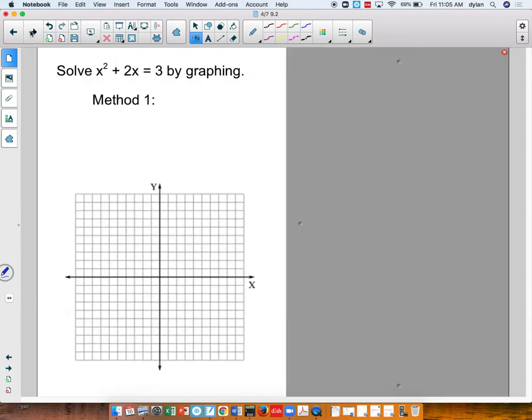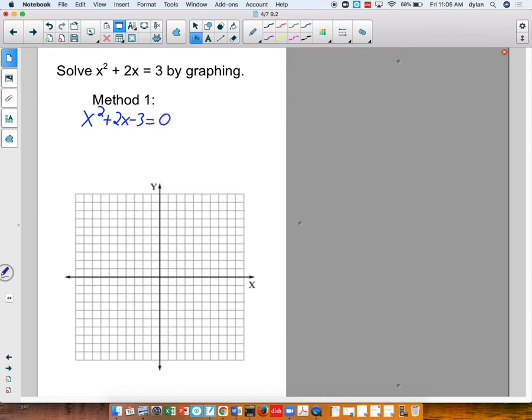So we've learned how to solve quadratic equations by graphing before. We actually did this in 8.5 at the end of chapter 7 when we learned how to solve an equation like x squared plus 2x equals 3 by graphing. So in section 8.5, to solve this problem, we would have set it equal to 0. So x squared plus 2x minus 3 equals 0.